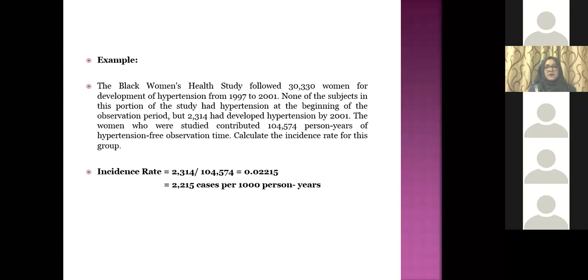So you have the number of new cases. The number of new cases that developed hypertension by 2001 is 2,314. So you take it as your numerator and you divide it by the person years, and you get your answer, which is 0.02215. You multiply it by 1,000, and you get 22.15 cases per 1,000 person years. Okay, so this is the example for how to calculate incidence rate.